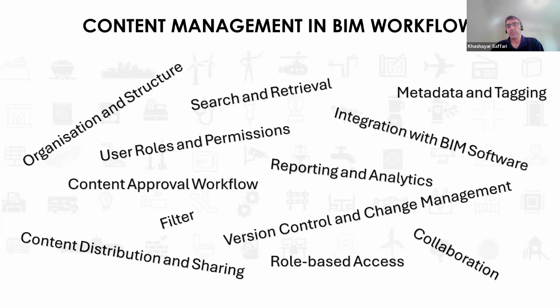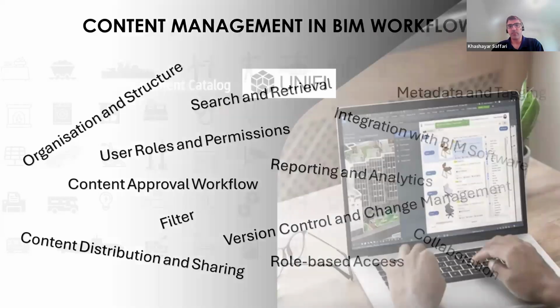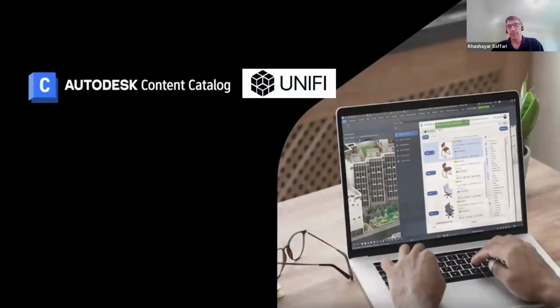A BIM content management system has been a highly requested item on the Autodesk roadmap. Content Catalog is the product that addresses this need, giving you access to data outside of the design authoring environment, so it's outside of AutoCAD or Revit. It's a cloud platform. You can get access to that data and content.